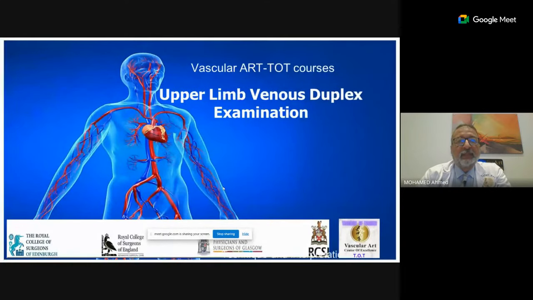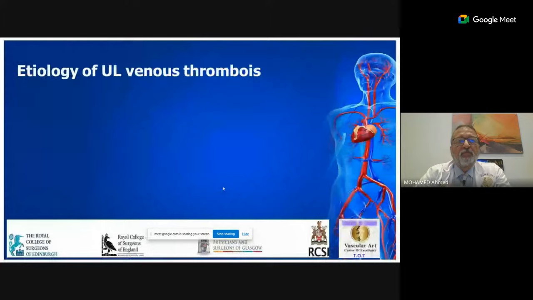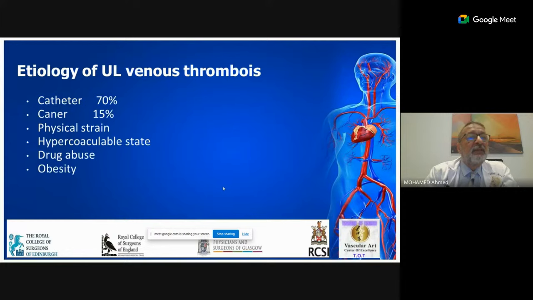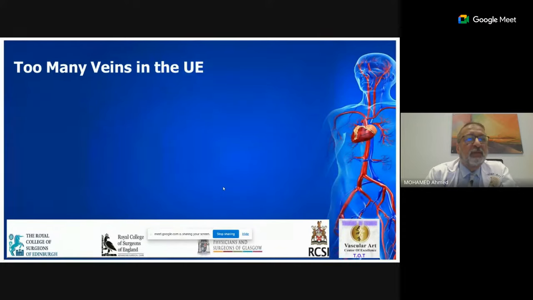Upper limb vascular duplex scan. The etiology of upper limb venous thrombosis: you will see a lot of clinical indications. A lot of people will have a CVP catheter or a Swan-Ganz catheter. A lot of people will have cancer, or physical strain if they are moving the upper limb quite a lot, like painting a ceiling. This can cause subclavian venous thrombosis. You will see a lot of hypercoagulable states, drug abusers. They come with multiple thromboses, obesity, steroids, also pregnancy. In a lot of these situations, you will have an upper limb presentation with upper limb edema or thrombosis.